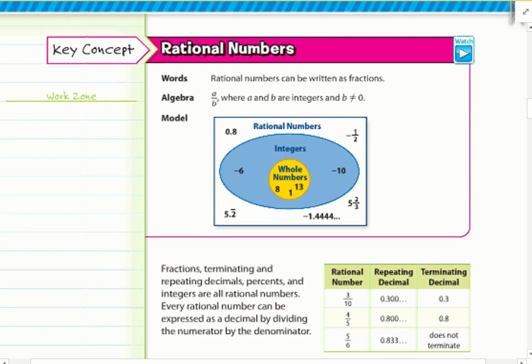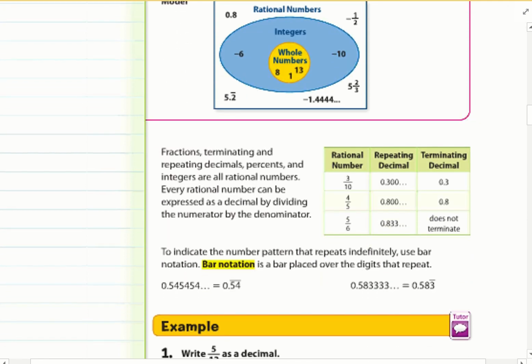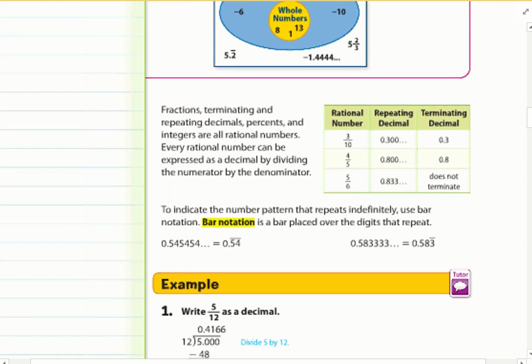So words for rational numbers. As we said before, they can be written as fractions. So fractions, terminating and repeating decimals, percents, and integers are all rational numbers. Every rational number can be expressed as a decimal by dividing the numerator by the denominator. So what this says is you take the rational number and divide the numerator by the denominator, and you're going to get your decimal.